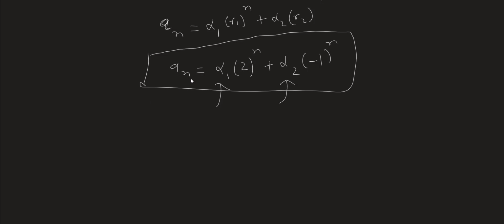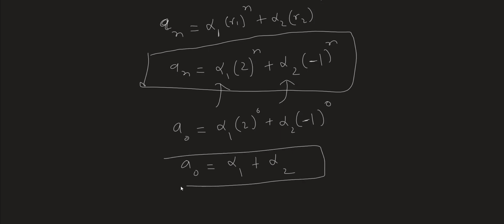what A0 gives us here. If we substitute 0 instead of n, this equation will give us A0 is equal to alpha 1 times 2 raised to the power 0 plus alpha 2 times minus 1 raised to the power 0. We know anything raised to the power 0 is 1, so A0 is equal to alpha 1 plus alpha 2. So this is one thing that we obtained.